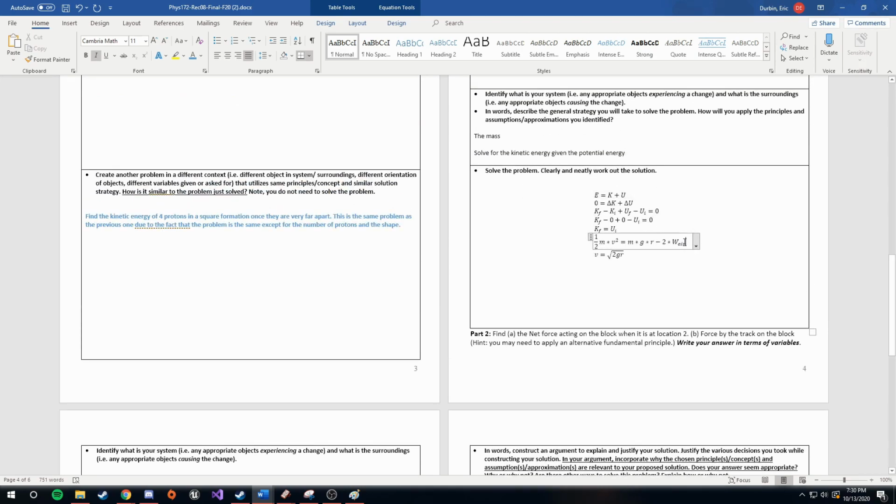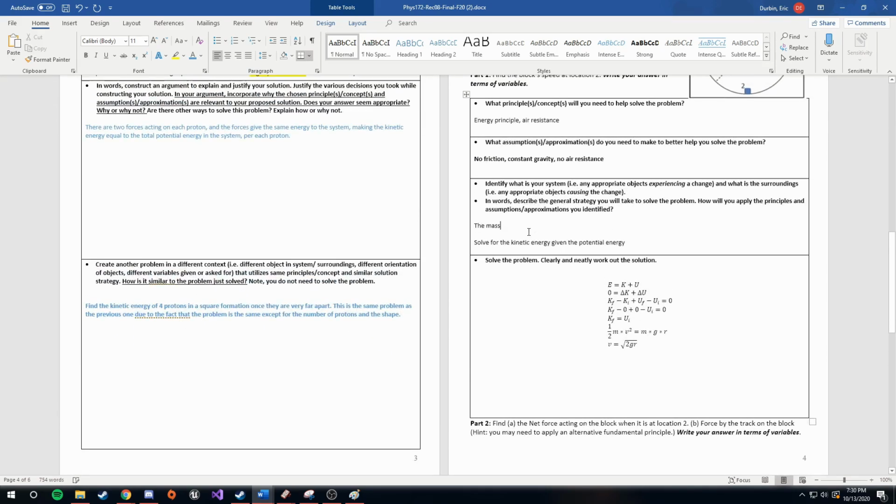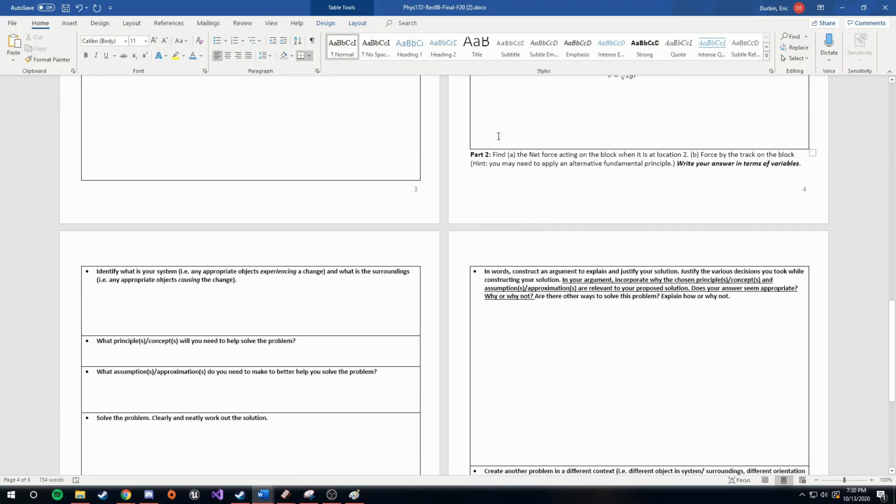I mean, we can just say no air resistance as part of our simplifications. Oh yeah, like our assumptions. Approximations, no air resistance. That makes it simpler.